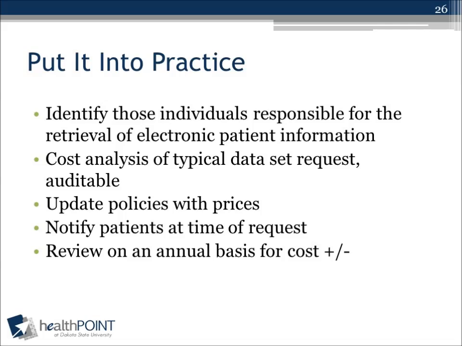How do we put this into practice? Really identifying someone who is responsible for this type of work and making sure that they understand the responsibilities. You should, in your leadership, be doing a cost analysis of what this typical data set request that you get, and this should be an auditable analysis. Always update your policies and your notice to patients of the prices, and make sure they know these prices at the time of their request. And then review that on an annual basis to make sure that you're not overcharging or undercharging.